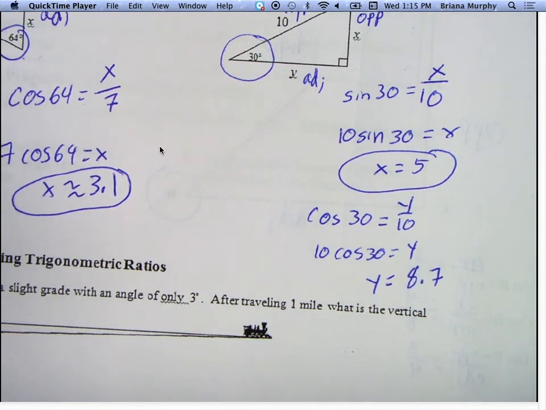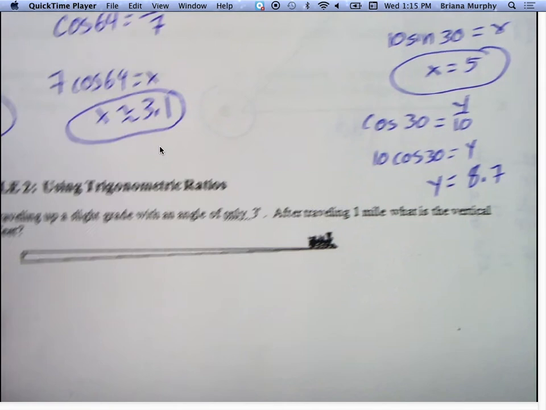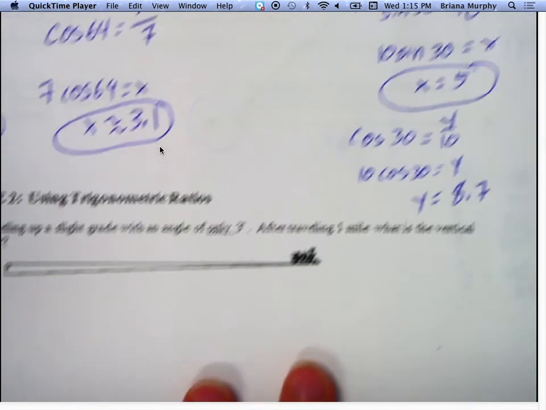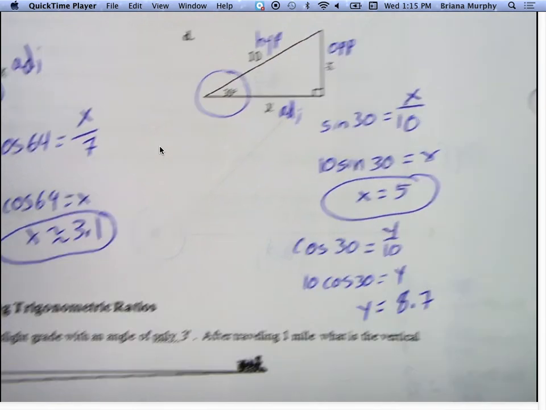Put your phones down, please. Let's look at our word problem. You're going in the back. Okay, we ready? We're going to look at our word problem.